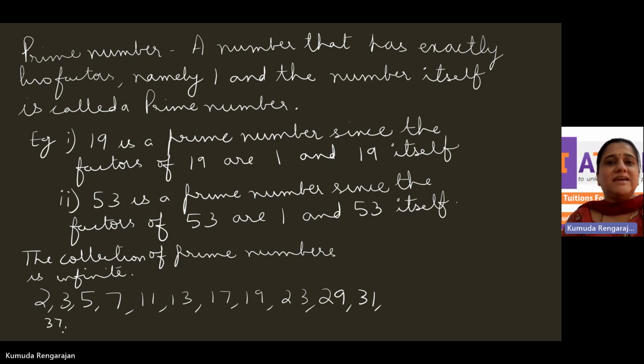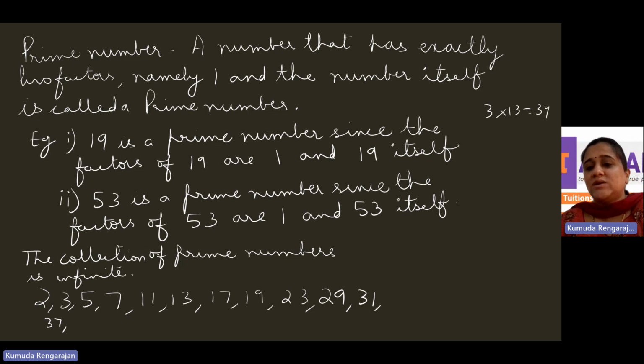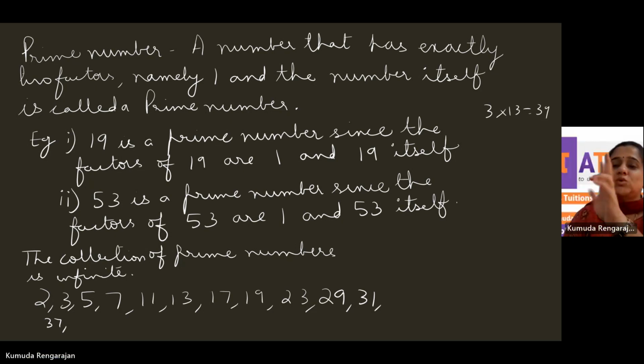37. 38. 39, table of 3. 3 13s are 39. Test of divisibility: 3 plus 9 is 12. The sum of the digits is divisible. Have you learned it? No, no problem. Now you understand this: 3 into 13 is 39, correct? So 39 is not a prime number.